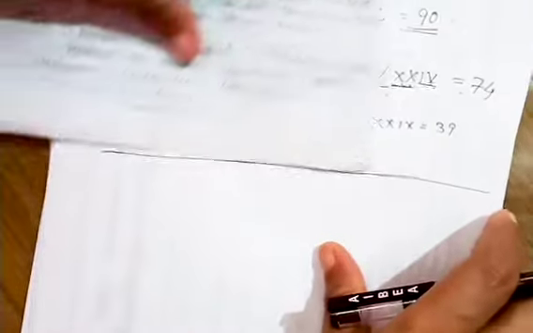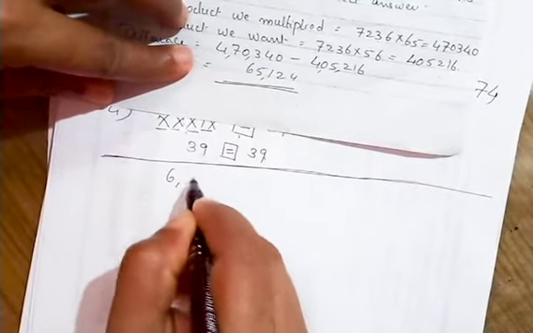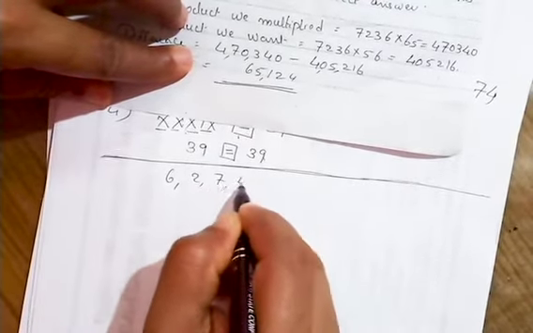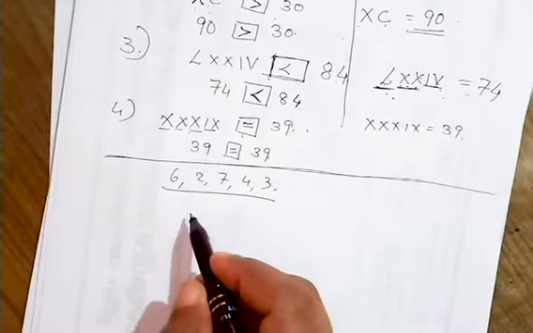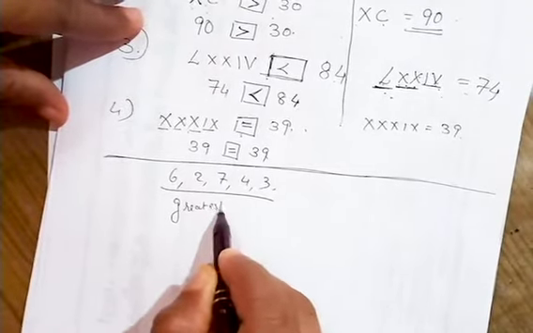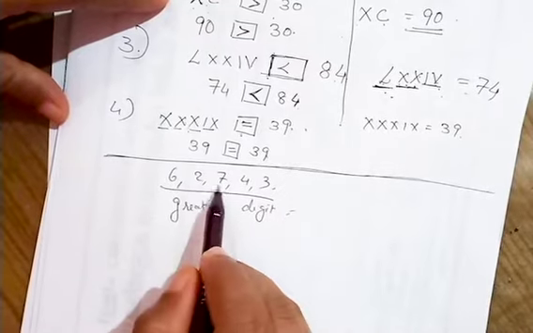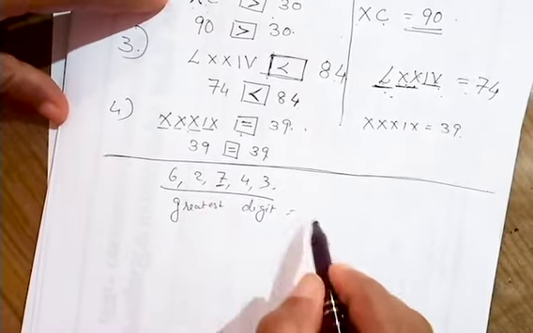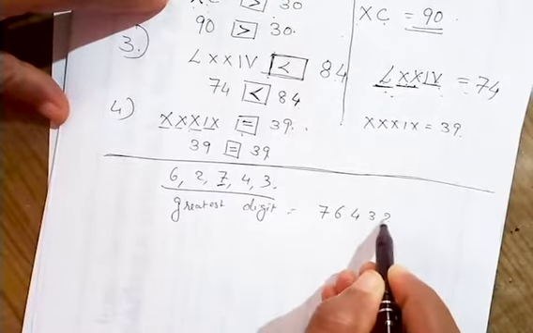For that, listen. Digits 6, 2, 7, 4, 3. Using these digits, first we write the greatest number. Among these digits, which one is biggest? 7 is the biggest. 7, 6, 4, 3, 2.